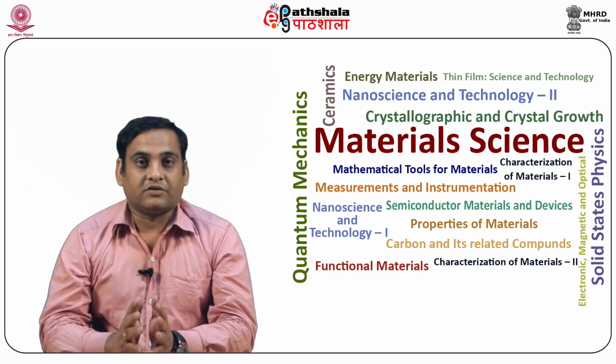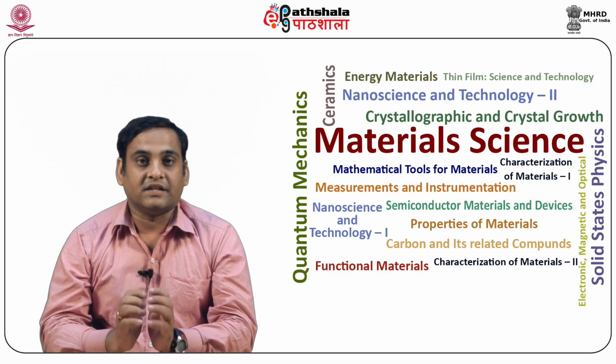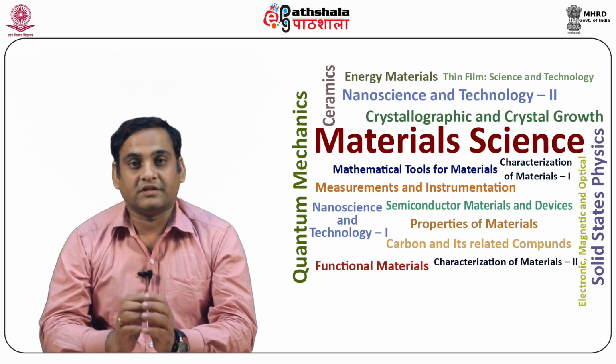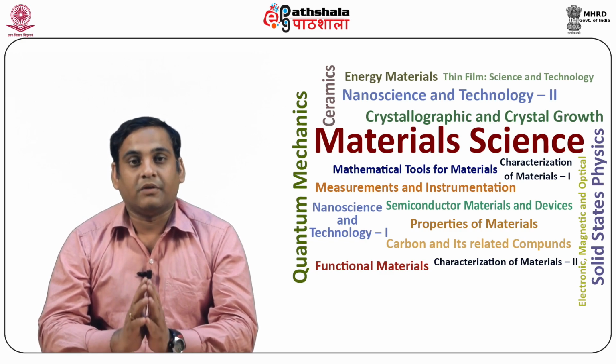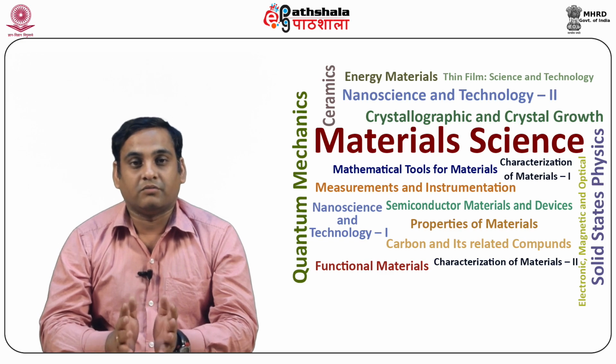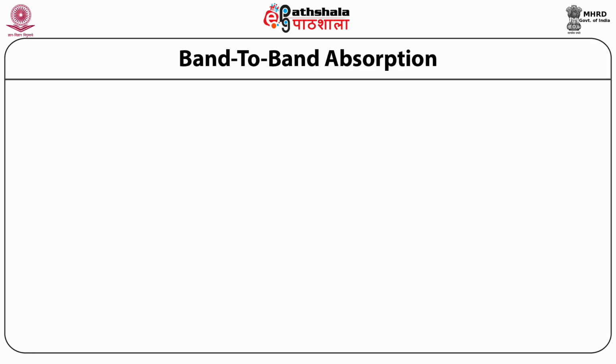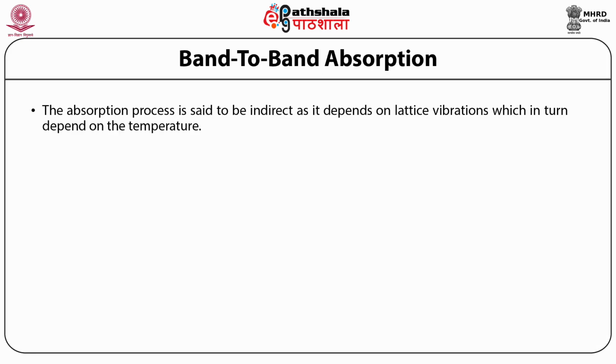When an electron in the valence band is excited to the conduction band, there is a change in its momentum in the crystal field, and this change in the momentum cannot be supplied by the momentum of the incident photon, which is very small. Thus, the momentum difference must be balanced by a phonon momentum, which is equal to h cross k. The absorption process is said to be indirect as it depends on lattice vibrations, which in turn depend on the temperature.